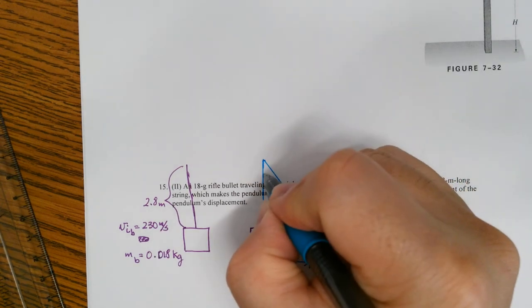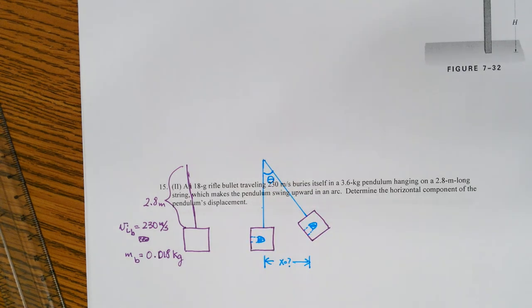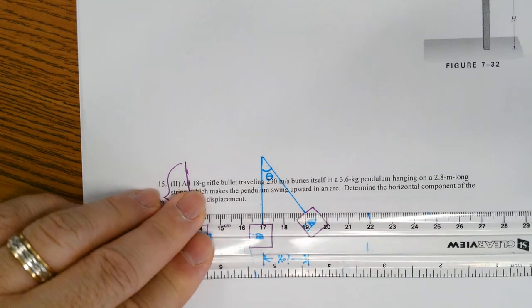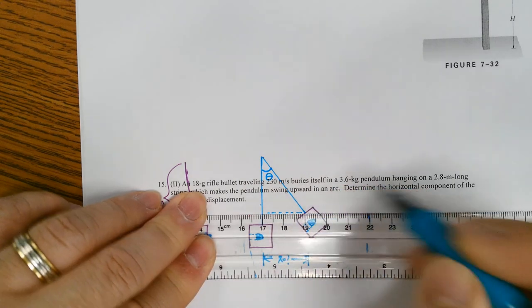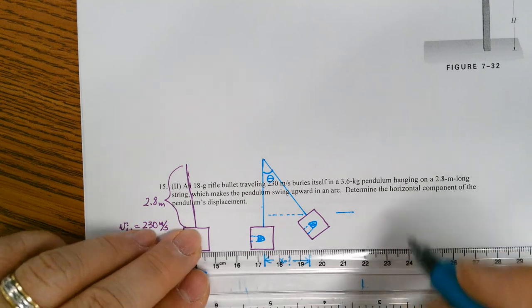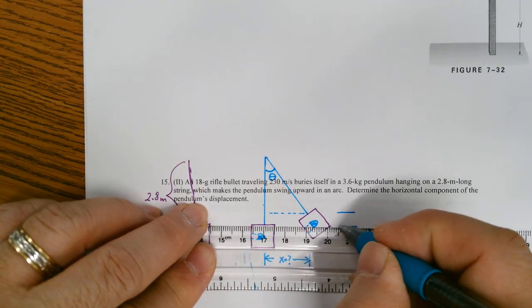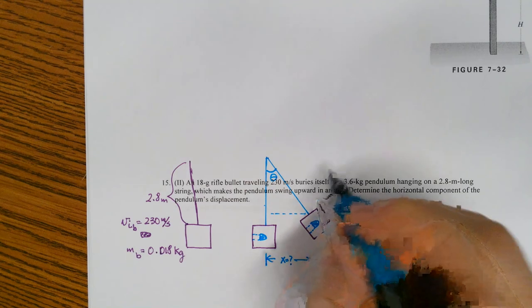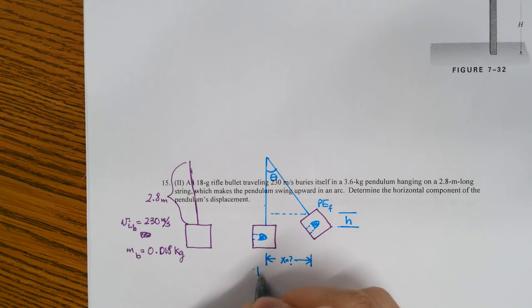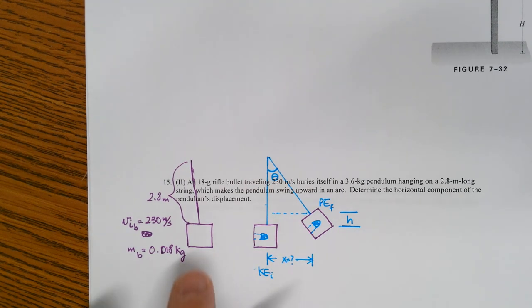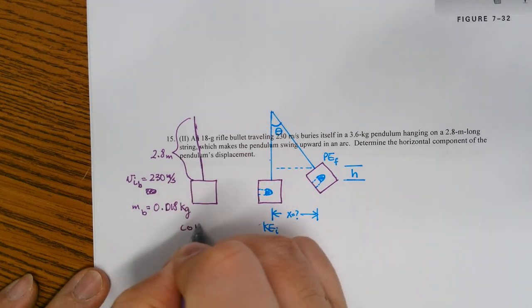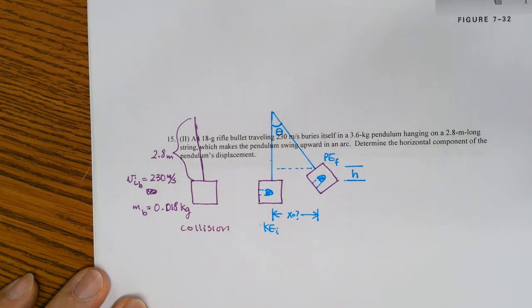To do this, you need to calculate this angle theta and the height that this thing gets. This is the height H that this thing will reach. At this point it gets potential energy. Here, kinetic energy initial. Here you're going to have momentum, the collision is going to be here. Here, energy.